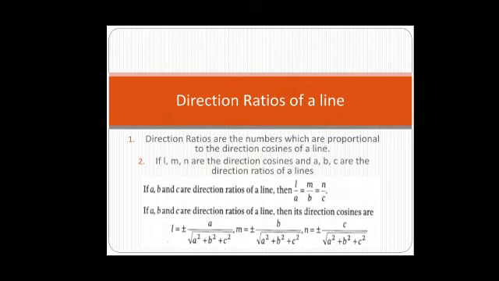So direction ratios are the numbers which are proportional to the direction cosines of the line, and if L, M, N are direction cosines and A, B, C are the direction ratios of the line, then as earlier discussed, we have this relation between L, M, N and A, B, C.